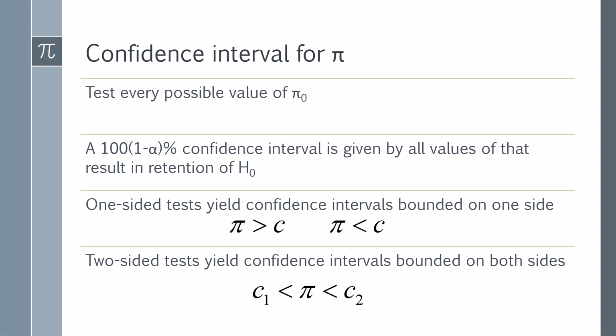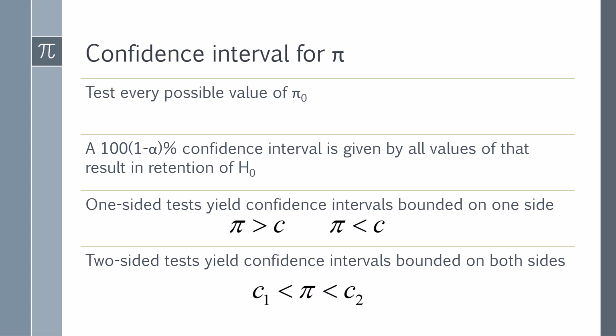So in order to obtain a 95% confidence interval, we set alpha, the nominal type 1 error rate, at 5%, test every possible value of pi, and then put all retained values in that confidence interval. If we are doing a one-sided hypothesis test, we'll get a confidence interval that's bounded on one side. If we do two-sided tests, we'll get a confidence interval that is bounded on both sides.